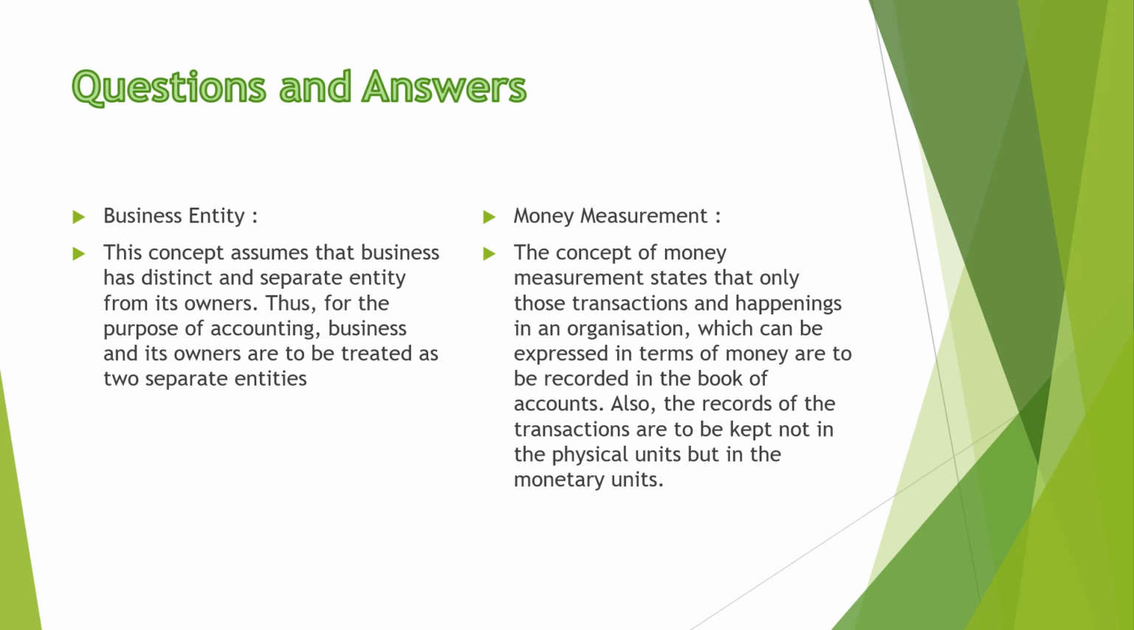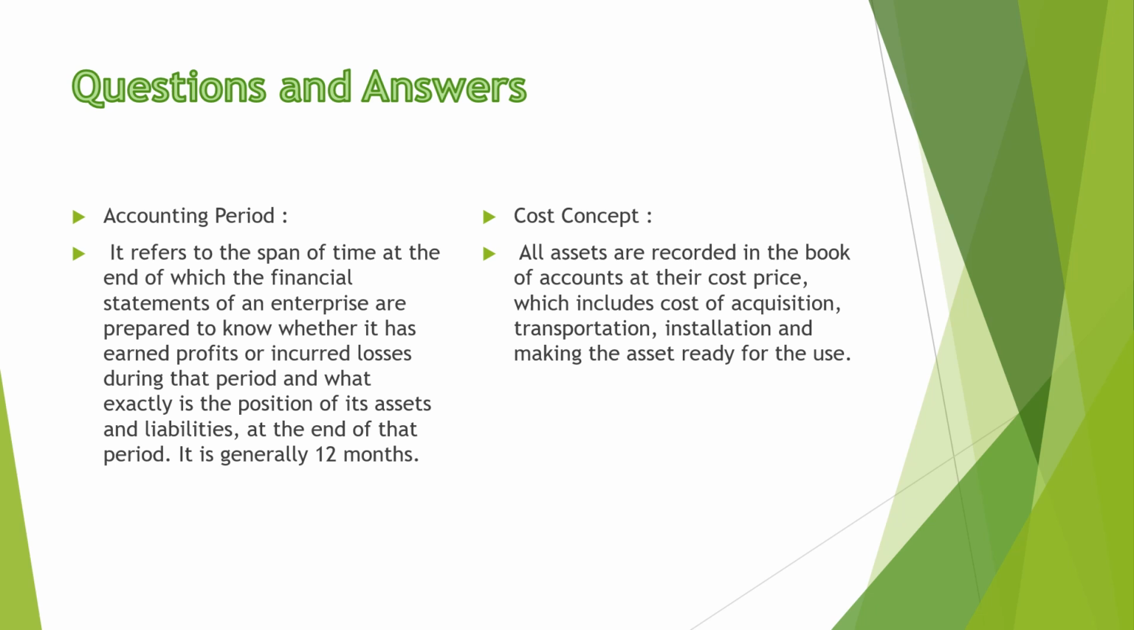Next, money measurement. All the transactions which are measurable in terms of money are recorded in the books, and not those which are not measurable, like loss due to death of the owner and efficiency and inefficiency of the manager.